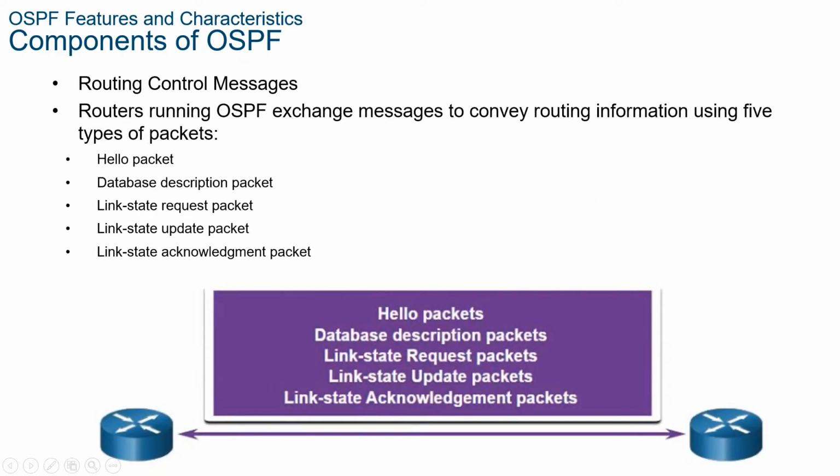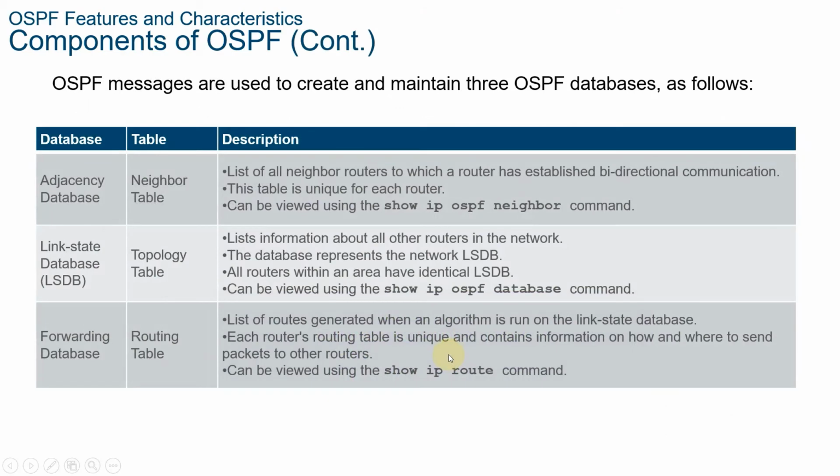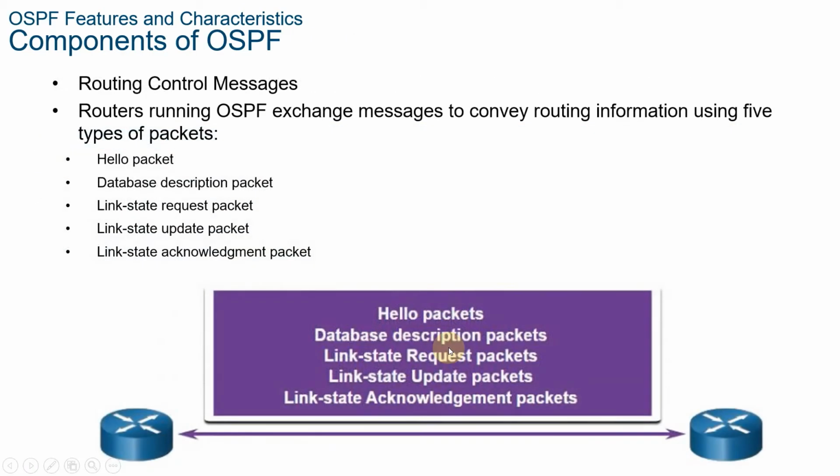Now let's talk about the routing control messages. Routers running OSPF exchange messages to convey routing information using 5 types of packets. These packets, as shown here in the figure, are as follows: the hello packets, the database description packets, the link state request packets, the link state update packets, and the link state acknowledgement packets. These packets are used to discover neighboring routers and also to exchange routing information to maintain accurate information about the network.